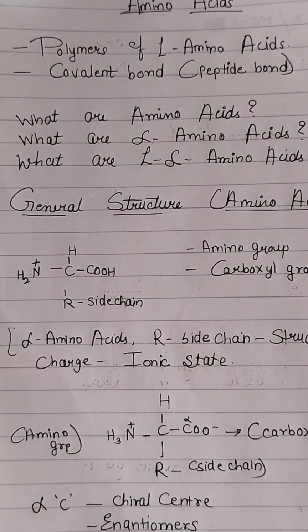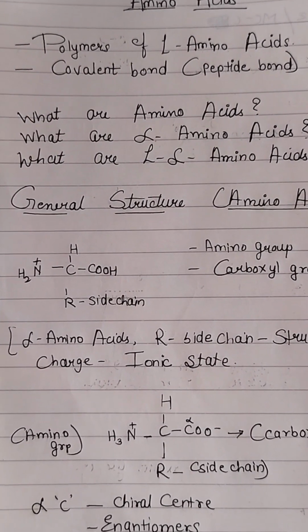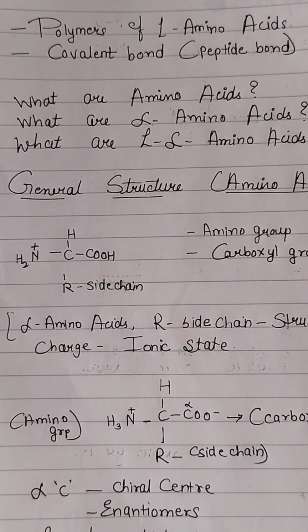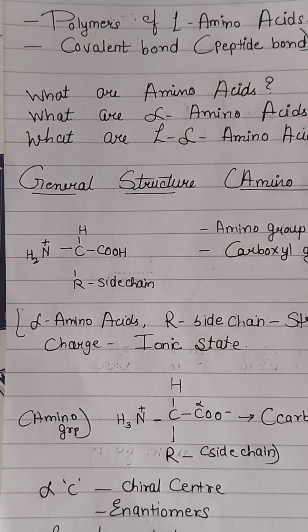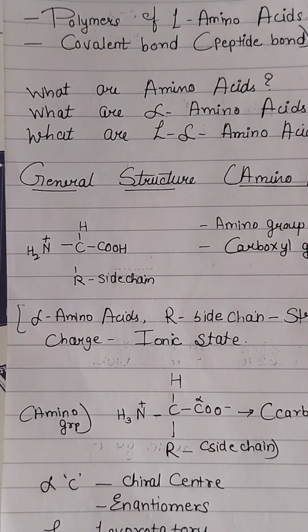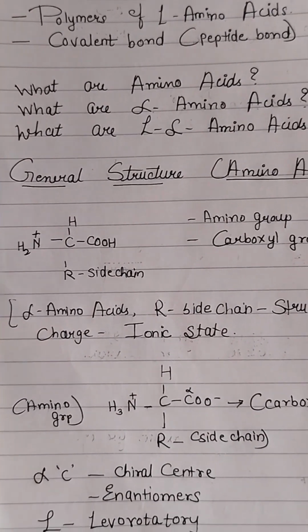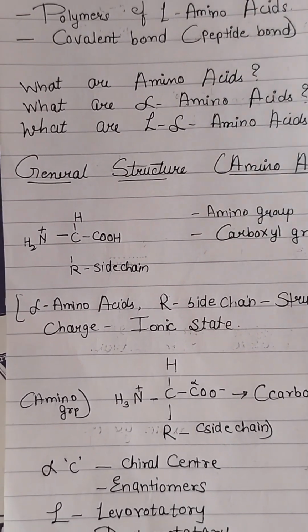Amino acids are the structural units of proteins. Proteins are linear polymers of L-alpha amino acids which are linked by covalent peptide bonds. We will see what alpha amino acids are and what L-alpha amino acids are, but first of all we'll see the general structure of amino acids.